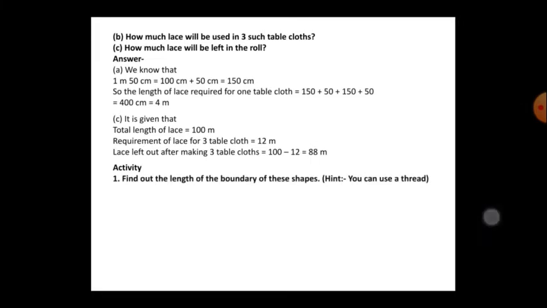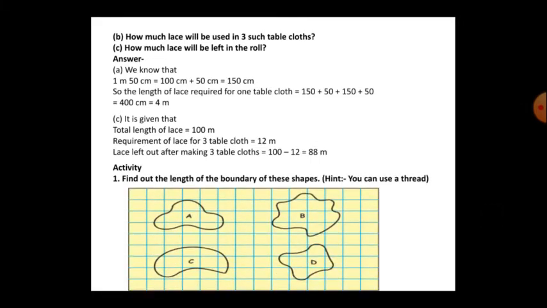So an activity is there. Find out the length of the boundary of these shapes. You can use a thread. You can use the thread and you can find the boundary of this shape. How? See, you can keep that thread according to that shape only, and after that you can use a scale and you can measure. Now this activity you can do and check.